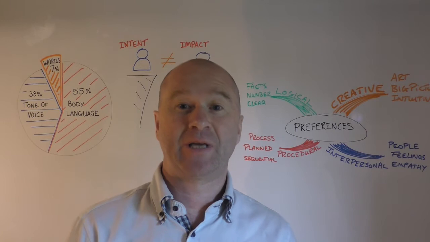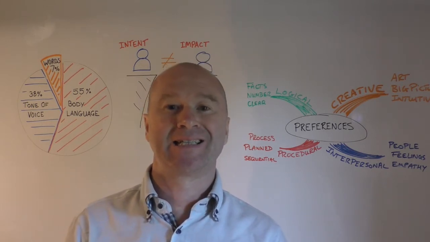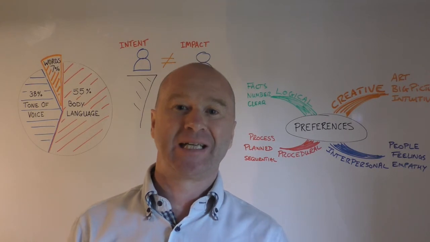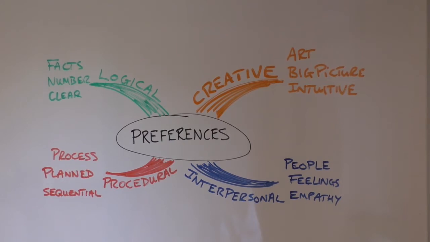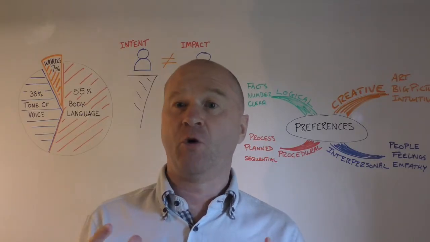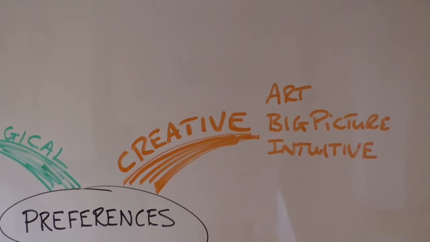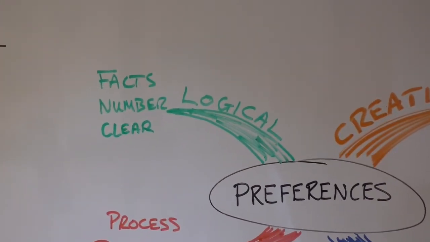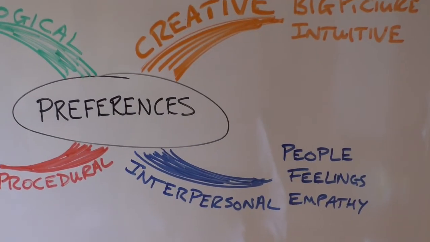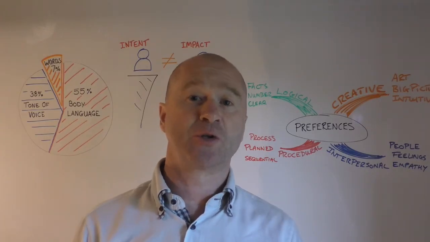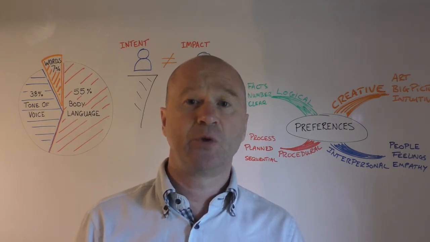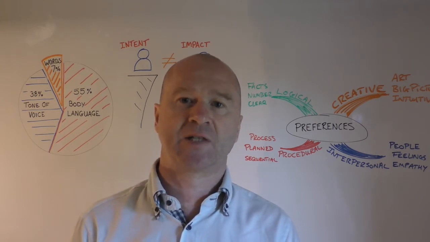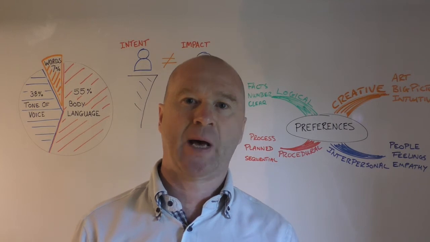Communication preferences. Now, I've covered communication preferences and intent versus impact in another video. I will include the link in the description below. Communication preferences are important. We all have different communication styles and preferences, and you can think of 4 general communication preferences: creative preference, logical preference, procedural preference, and interpersonal preference. If you know your stakeholders' preferences and you adapt your own communication style just a little bit to meet their communication needs, you will be far more successful in your virtual communications as well.